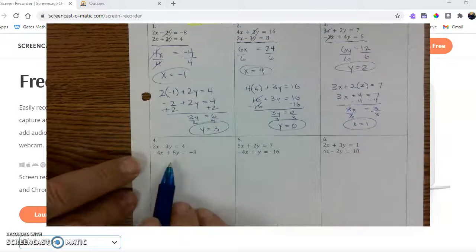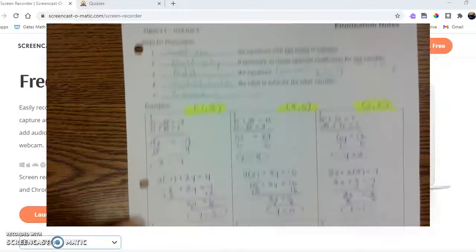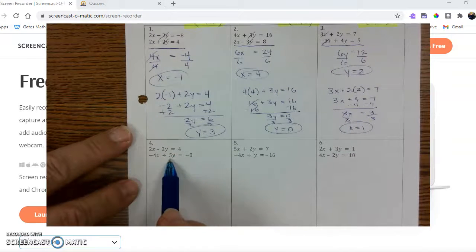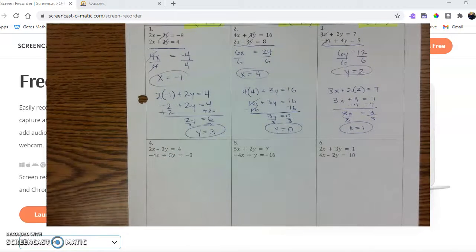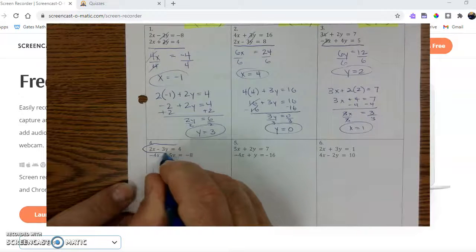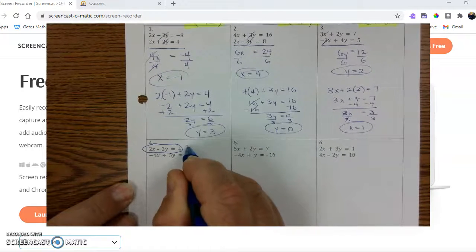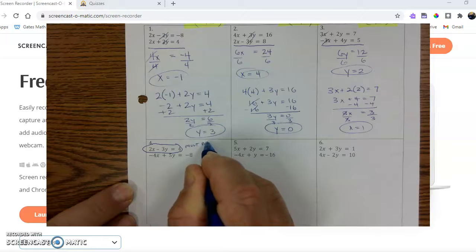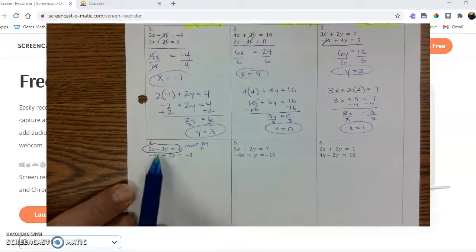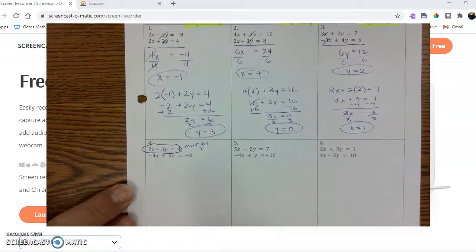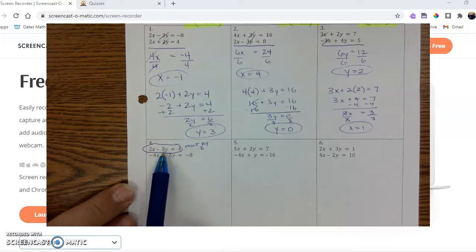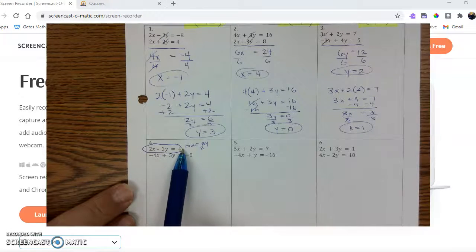Finally, number 4. Okay, step 1 is done. The x's are lined up, the y's are lined up, and the constants are lined up. But 2 and negative 4 are not opposites. Negative 3 and positive 5 are not opposites. But if you take this equation right here and you multiply it by 2, this will become a 4x, and that'll be a negative 4x, and you'll have opposites. So we have to multiply the top equation by 2.